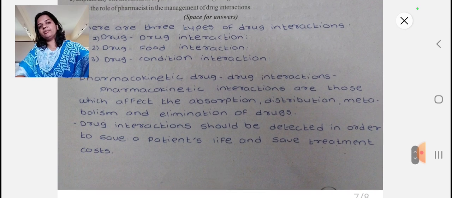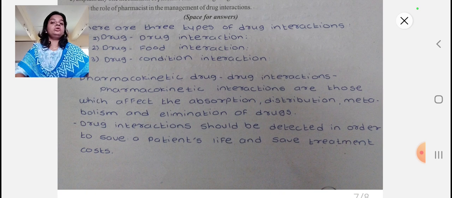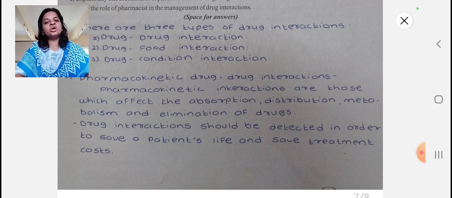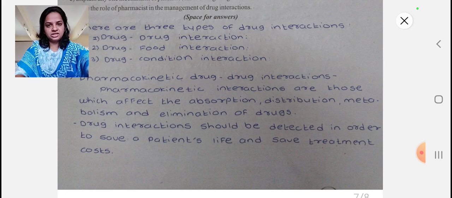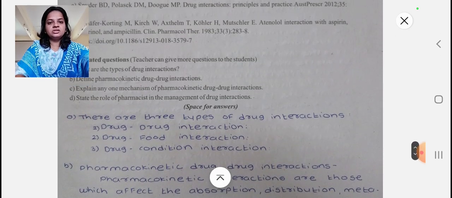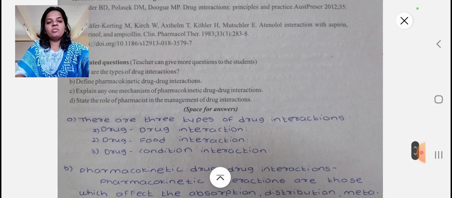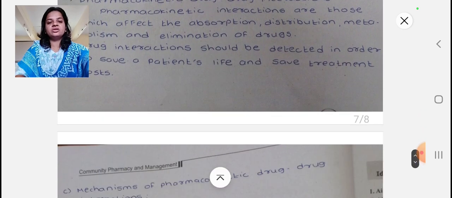Pharmacodynamic means what the drug does to the body, and pharmacokinetic means what the body does to the drug. So pharmacokinetic interactions are those which affect the absorption, distribution, metabolism and elimination of drugs. Such drug interactions should be detected in order to save a patient's life and save treatment cost. These are the pharmacokinetic drug interactions. Then the third question: explain any one mechanism of pharmacokinetic drug interaction.